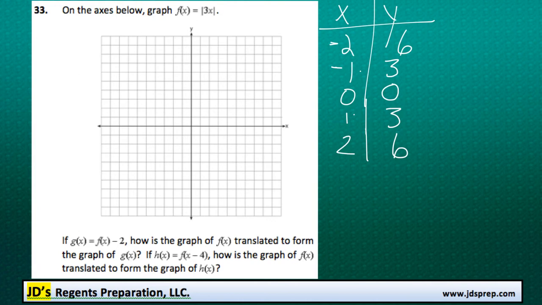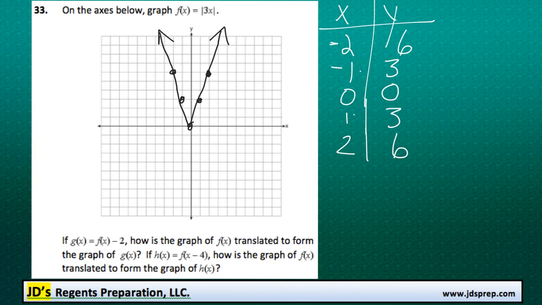Okay, so let's go ahead and plot these points. -2, 6 is here. -1, 3, 0, 0, 1, 3, and 2, 6. And then we can go ahead and connect these guys together.